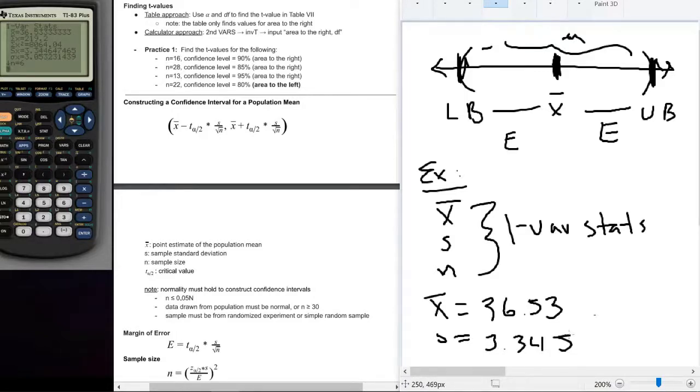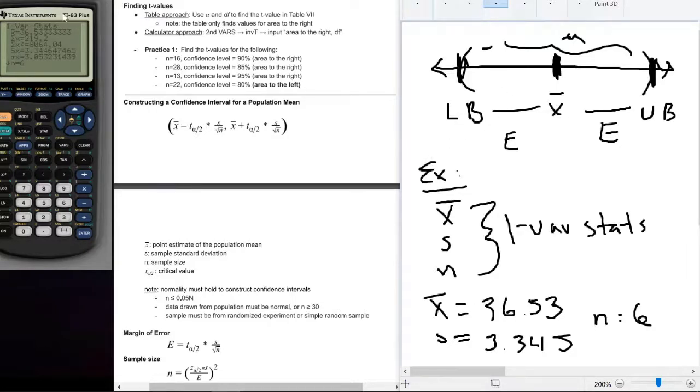And we have sample size is equal to 6. Okay. So going back to the formula, now we can find X bar. Now we can plug in for S. Now we can plug in for N. Now all we need to find is a critical value.